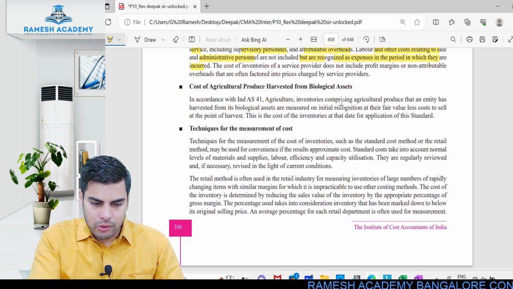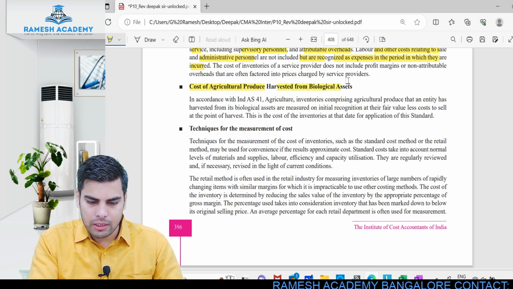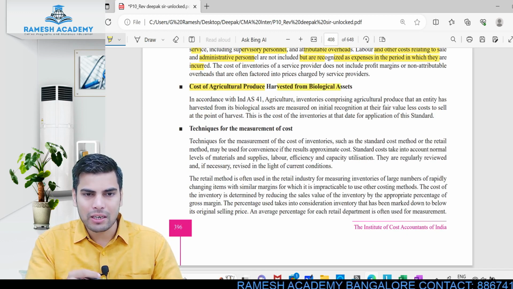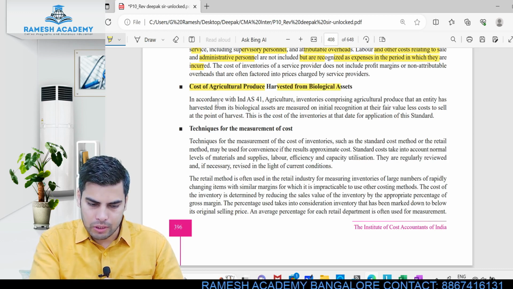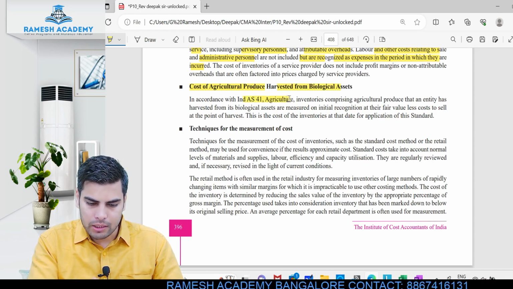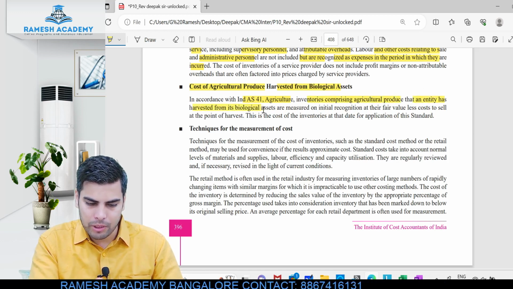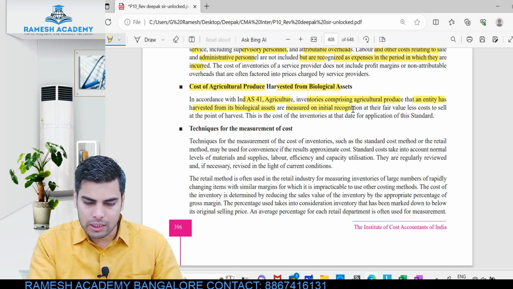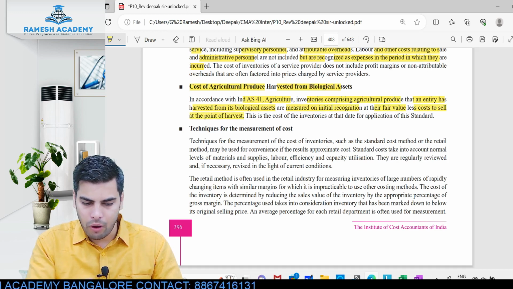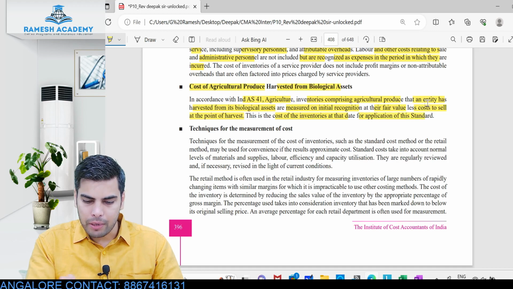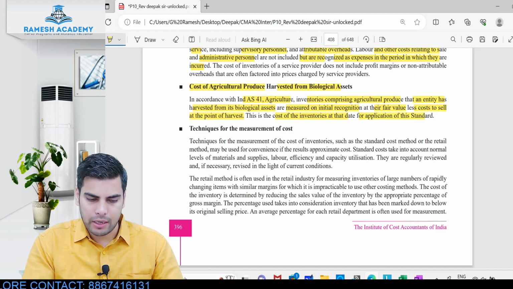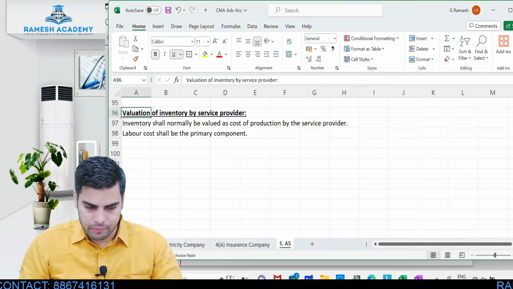Clear? So then cost of agricultural produce harvested from biological asset. How exactly do we value this agricultural produce? In accordance with Ind AS 41, that is relating to agriculture, inventories comprising agricultural produce that an entity has harvested from its biological assets are measured on its initial recognition at the fair value less cost to sell at the time of harvest. So this is the cost of inventory at that date for application of this particular standard.